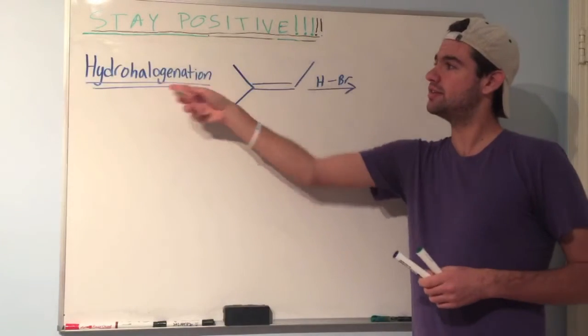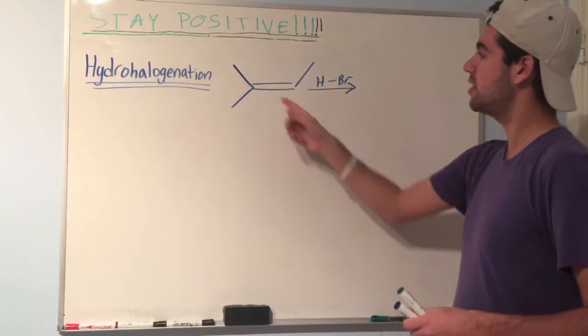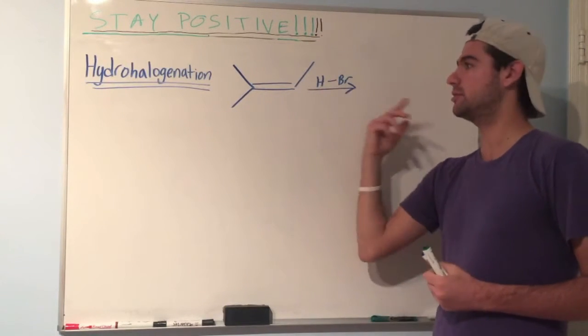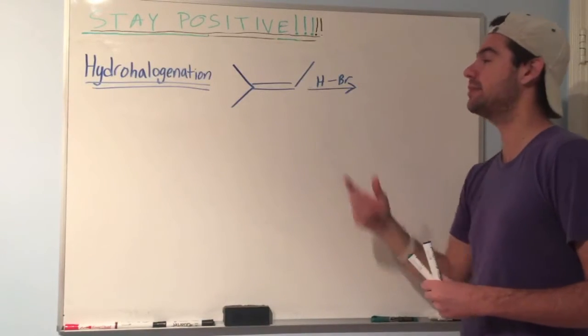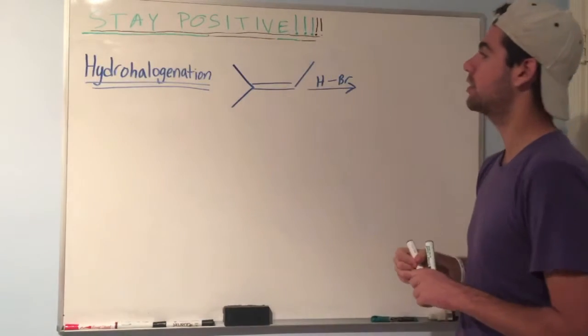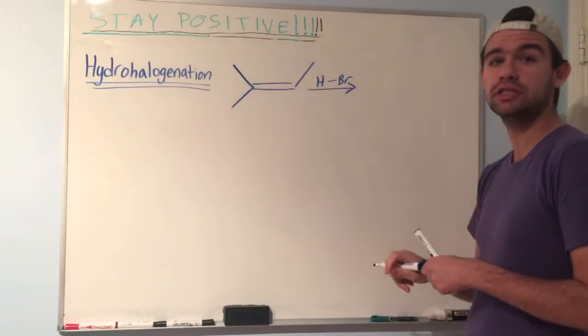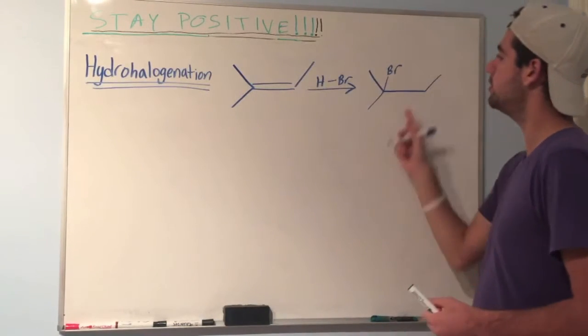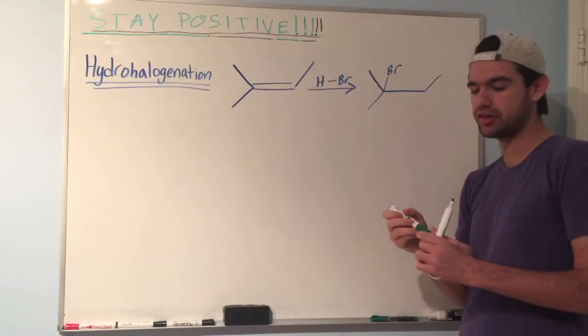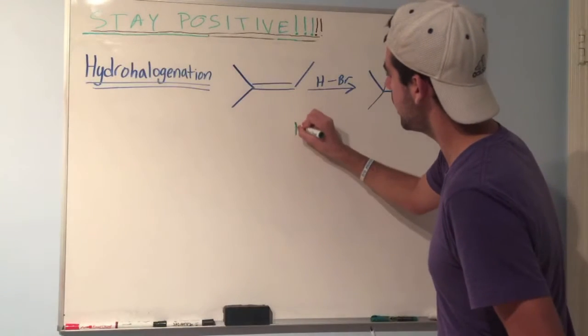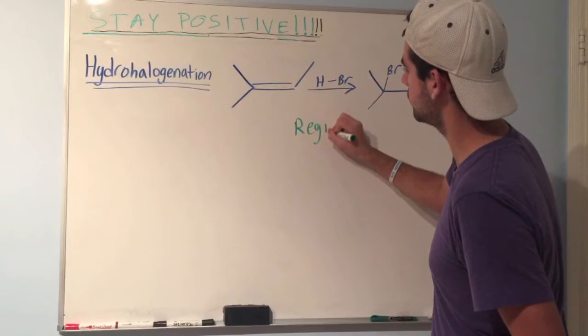Alright, so next let's talk about hydrohalogenation. Notice we have an alkene and HBr. This can also be done with HCl and other H halogens, except for HF, okay? Won't work for HF. So the product for this looks like this. Alright, this is what the product looks like. Notice that the Br is on the more substituted carbon, so this is regiospecific, and it follows Markovnikov's rule.